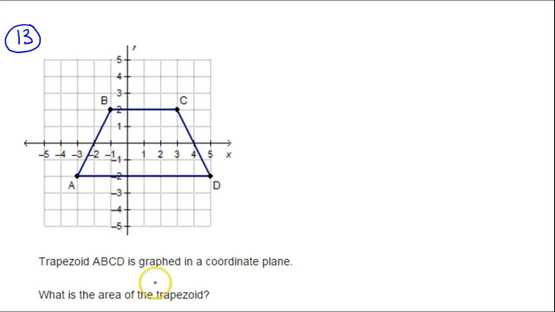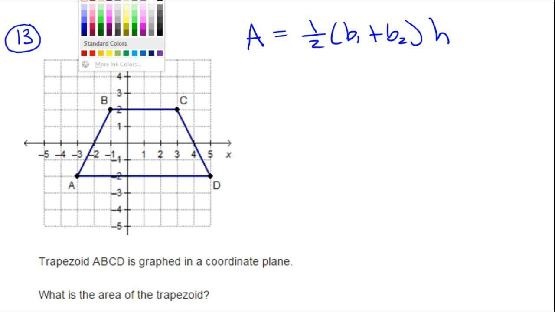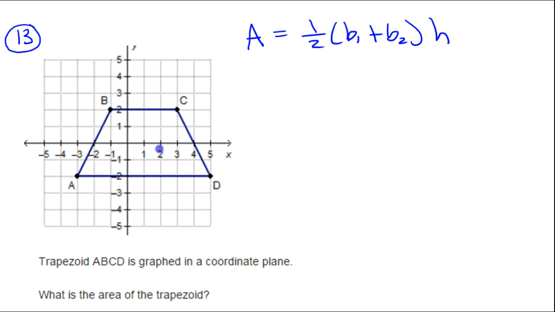Okay, what is the area of the trapezoid? Well, we know the formula for the area of a trapezoid is 1/2 base 1 plus base 2 times the height. And because the bases are both horizontal, we can just count. Okay, let me check. I'm noticing that each square is worth 1, so I can simply count. So over here I've got 1, 2, 3, 4, 5, 6, 7, 8. Alright, so one of the bases is 8. Then up here I've got 1, 2, 3, 4. Alright, so 4 and 8.